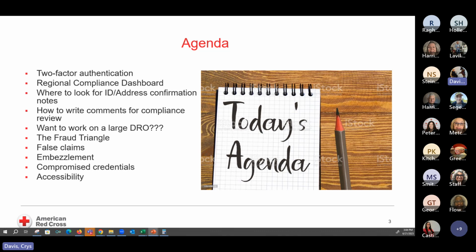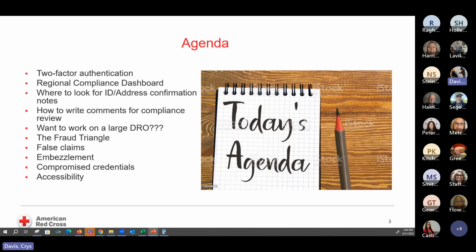Accessibility is not specifically in our wheelhouse, but I've gotten several questions about it, and so just want to kind of say, oh, hey, there's been a couple of changes in RC Care and want to make you aware of a couple of resources that are available to you.